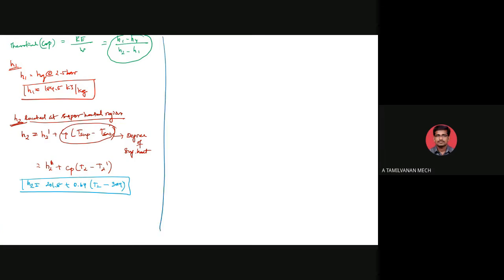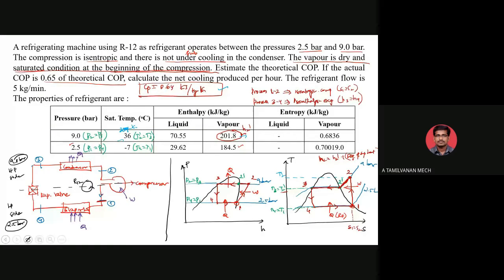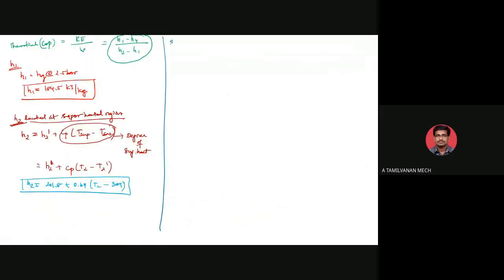How can we find T2 first? From the diagram, how can we find T2, the point number 2? Sir, by comparing the entropy. Entropy, then from the equation you already know S1 is equal to S2, because the process 1 to 2 is isentropic compression. S1 we already know from the table. So how can we write S2? S2 is equal to S2 dash plus the degree of superheat.